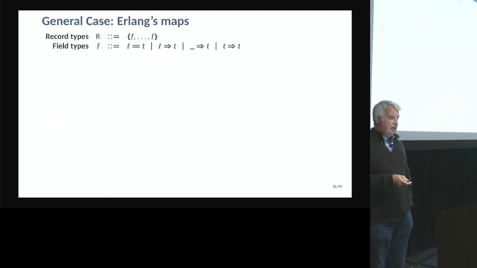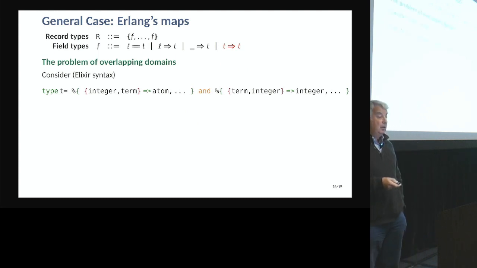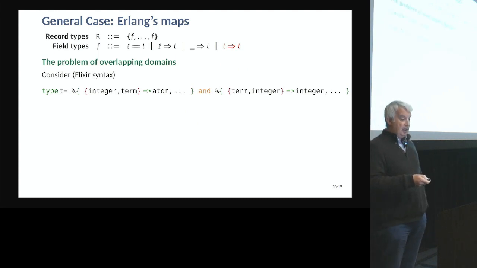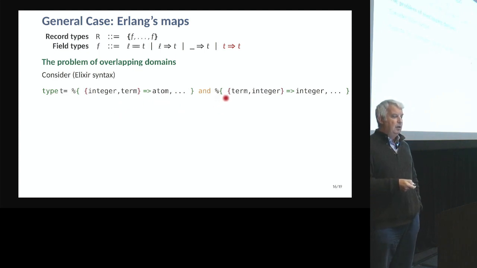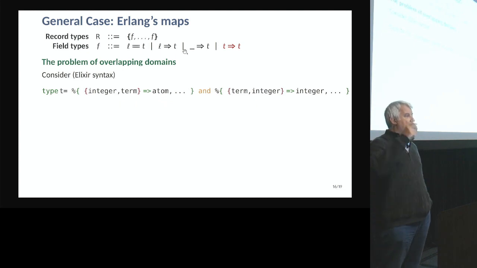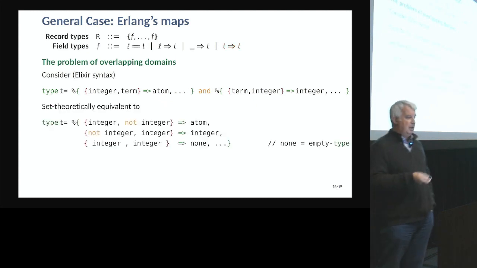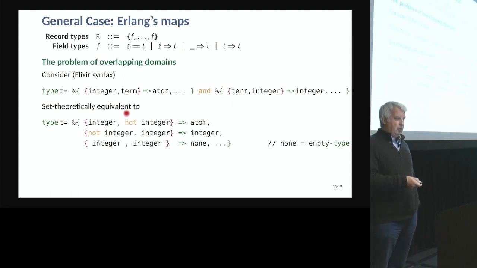The general case is Erlang maps, so a very difficult case in which you can map anything into any type. And the problem here is when you have overlapping domains. That is to say, let me give again an example in Elixir. So this is a map that maps a pair of integer term into atom and a pair of term integer into integer, where term is the top type in Elixir. And this is semantically equivalent to the record which maps integer and not integer to atom, not integer and integer into integer, and maps pairs of integers into the empty type. So they must be undefined.